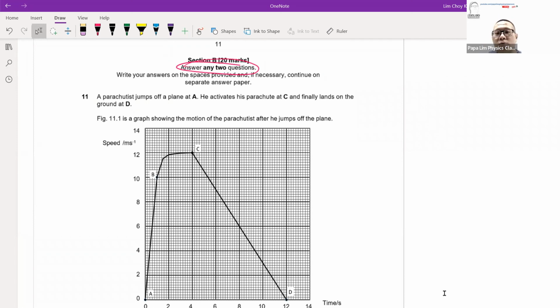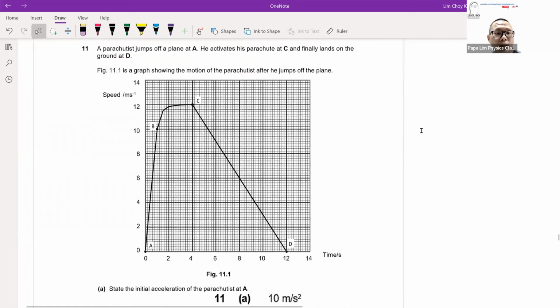Don't just choose question 11 because it's the first question or because you like kinematics. Look at the questions in front of you. Read through all the questions first before you choose the two. You have to choose. Don't expect the marker to choose the question for you. So read carefully. Now, question 11.